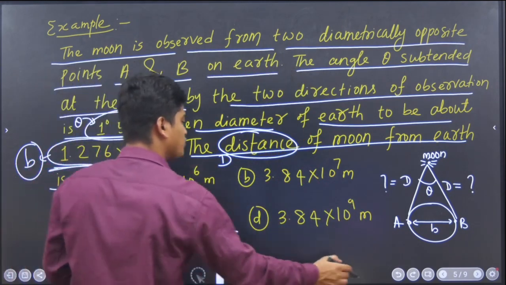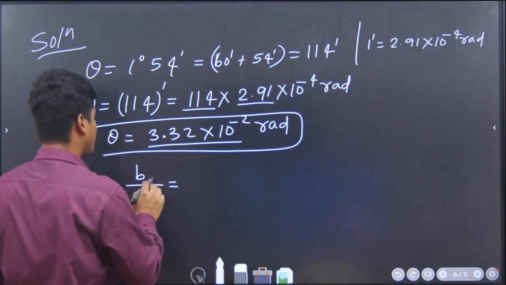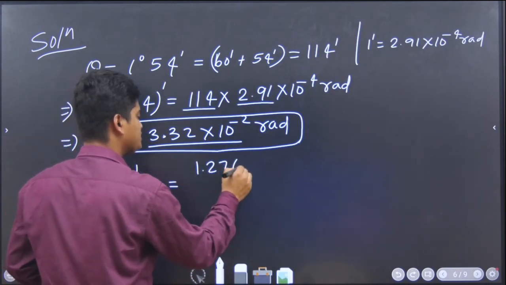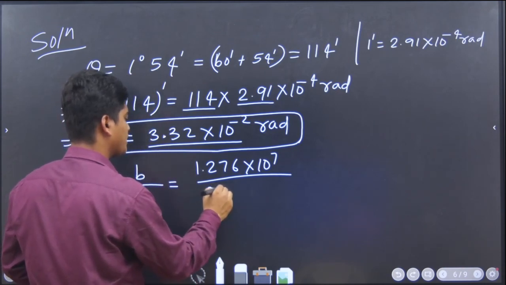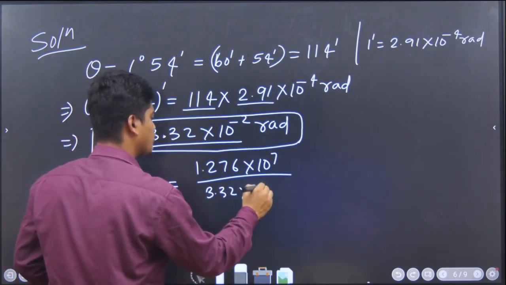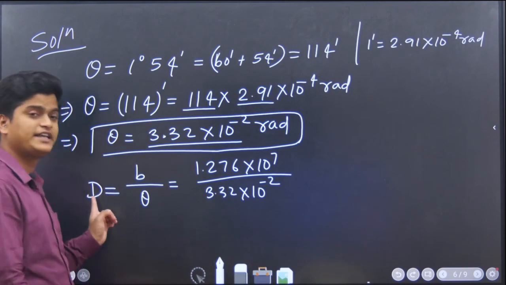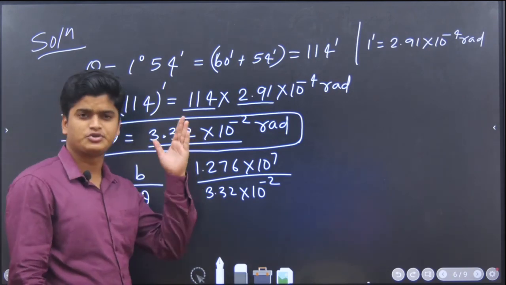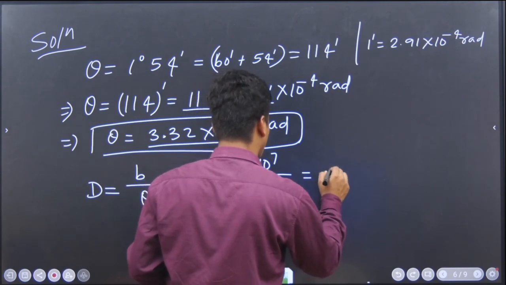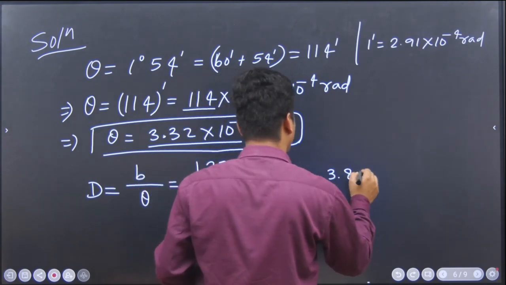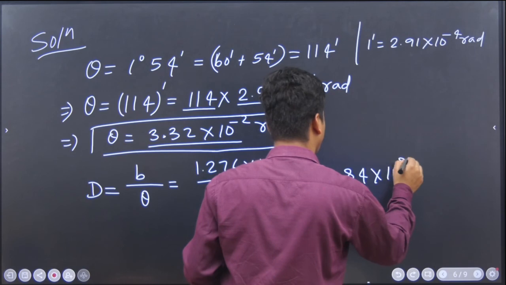Okay. Now, here you go for this one. Here, what is happening: 1.276 into 10 to the power 7 meter, and theta is nothing but you are getting 3.32 into 10 to the power minus 2 radian. And remember, d is basically the distance between the moon and earth. So, definitely you have to write in meter. It will become around how much, 3.84 into 10 to the power 8 meter.